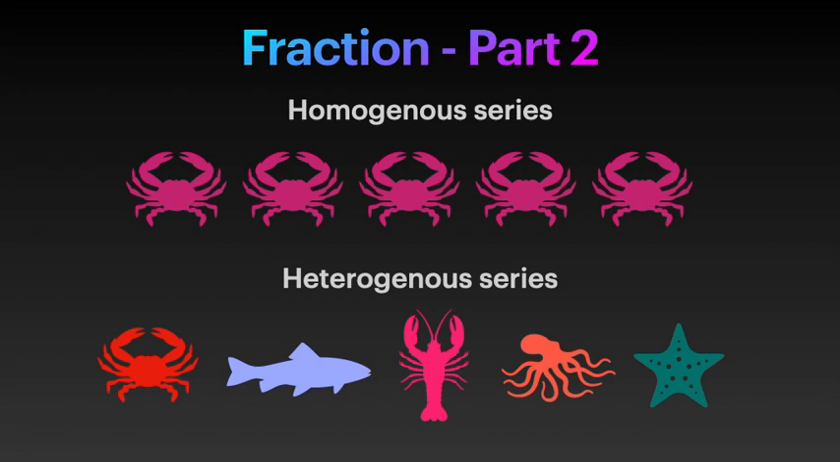Today our first lesson is about series. A series we can categorize into homogeneous series and heterogeneous series. Here we first look at what a homogeneous series is. In mathematics, a homogeneous series is when we represent some pictures in a line next to each other. If all the pictures are the same, we call it a homogeneous series.